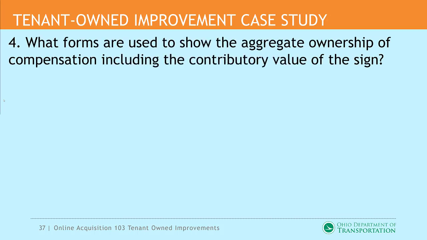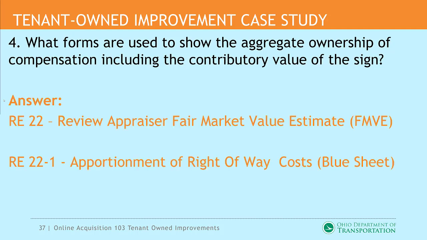What form is used to show the aggregate ownership of compensation, including the contributory value of the sign? That answer is going to be the RE22, the review appraiser's fair market value estimate. And this is where you remember the blue sheet, it separates out the fee ownership as well as the fee compensation and the bill of sale. So that's your RE22-1, the apportionment of the right-of-way cost.